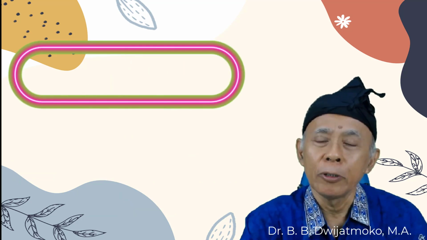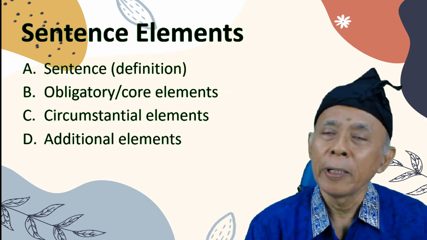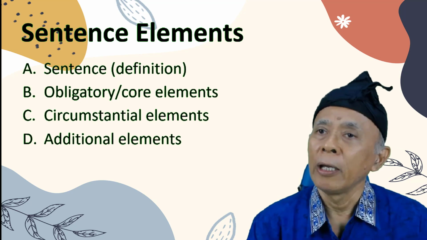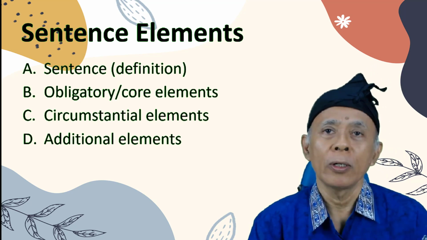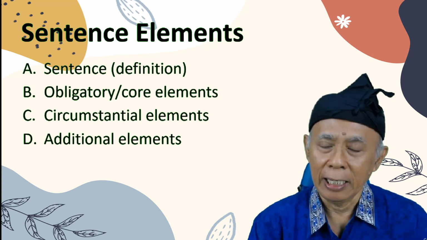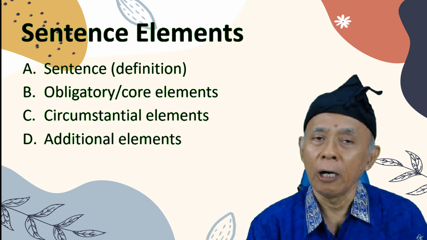In this video, we're going to talk about sentence elements. The topics of this video are number 8, sentence definition, then we have obligatory or core elements, circumstantial elements, and additional elements. Now, let's start with the definition of a sentence.